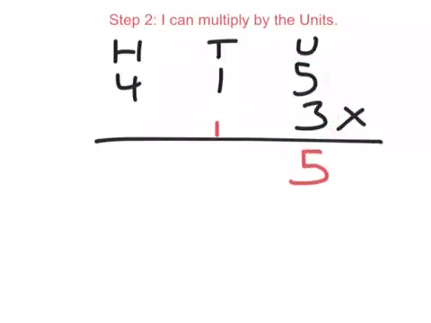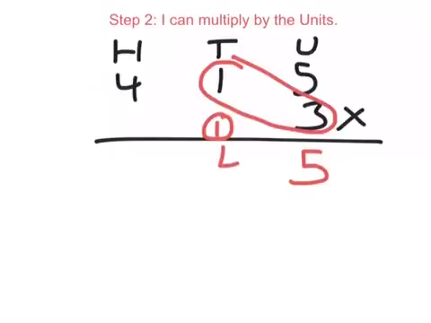Now that we've done units times units, we then have to do the tens multiplied by the unit. So here we've got 10 multiplied by 3, which gives us 30. But we also have to add on this extra 10 here, so we've got 30 add 10, which gives us 40, or 4 tens.